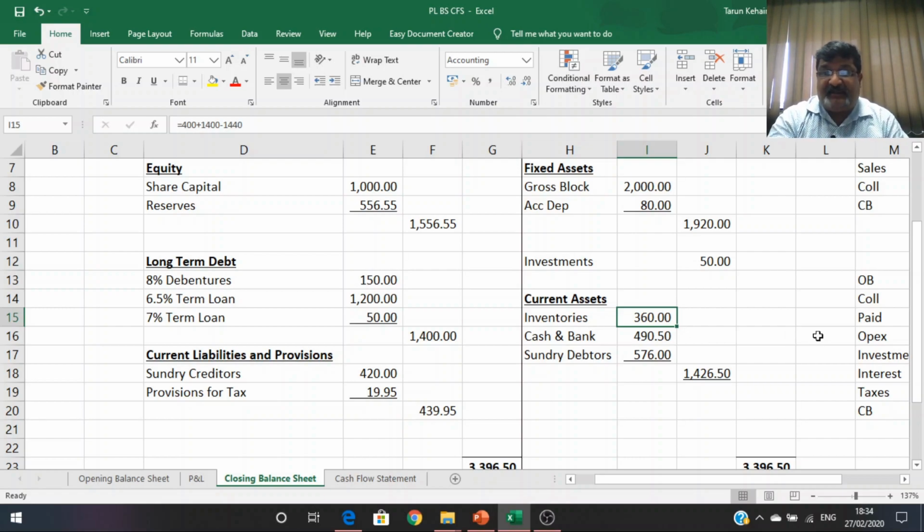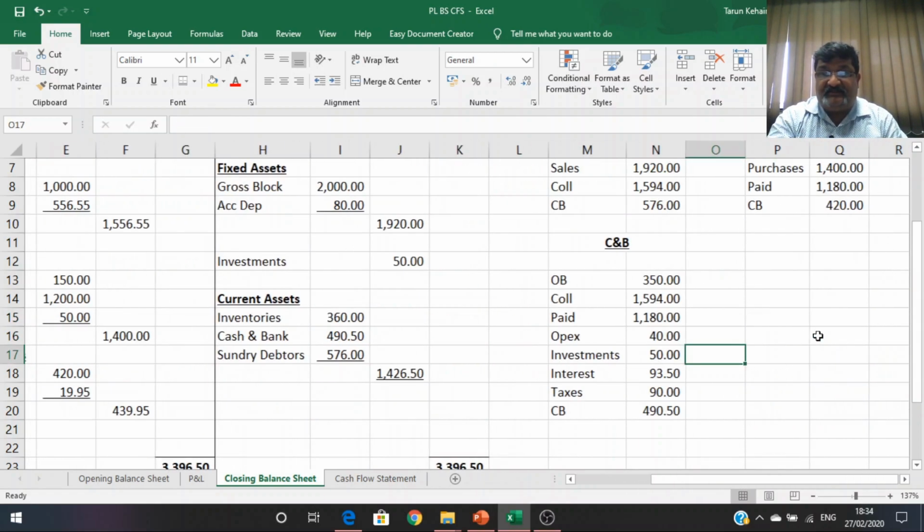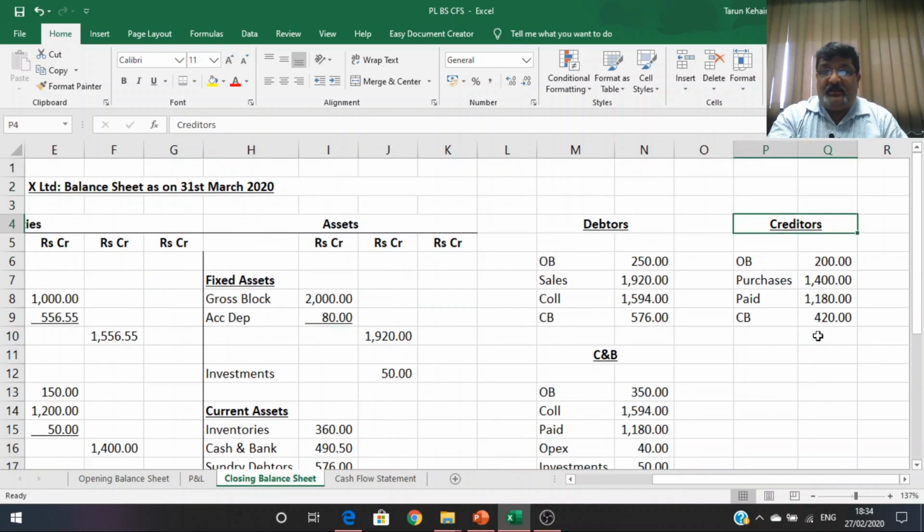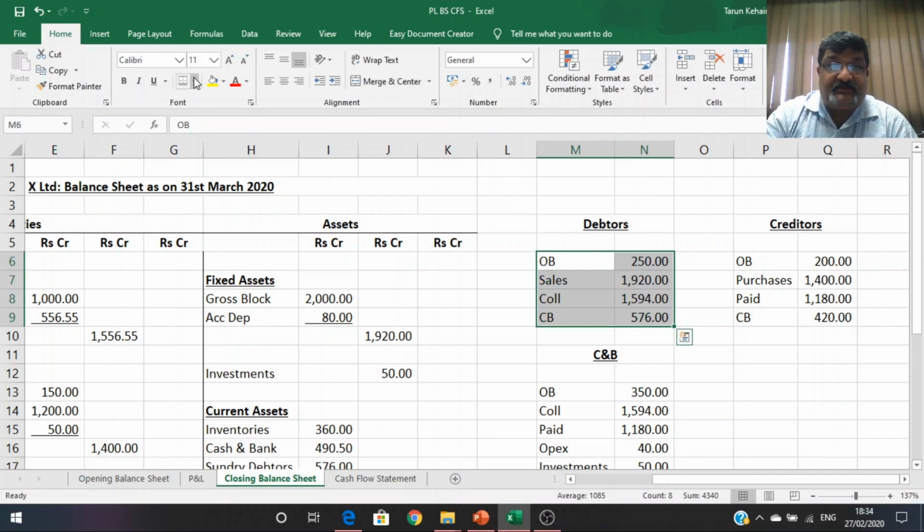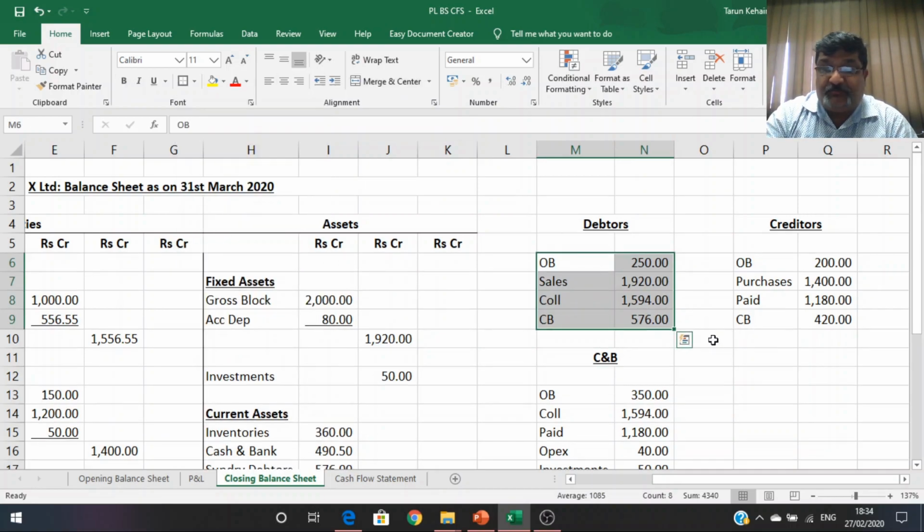I'll come to the cash and bank a little later. Let's start with the debtors and creditors. Now, for the debtors and creditors, let's look at this small box that I prepared here. Restrict your eyesight and your mind to this box for the moment.